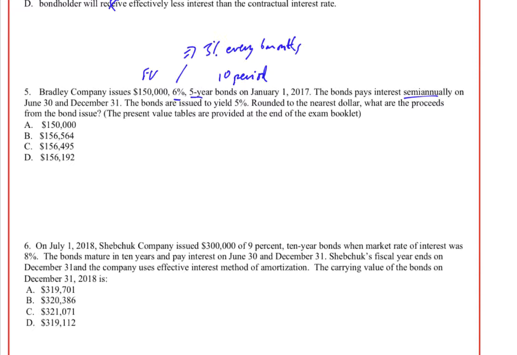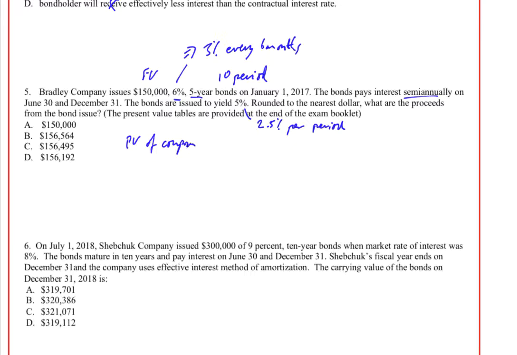The bonds are issued to yield 5%. Well, again, that's an annual interest rate, so that really means a yield of 2.5% per 6-monthly period. And rounded to the nearest dollar, what are the proceeds from the bond issue? And we've got present value tables. So if we look at these, we've got the present value of the coupon payments.